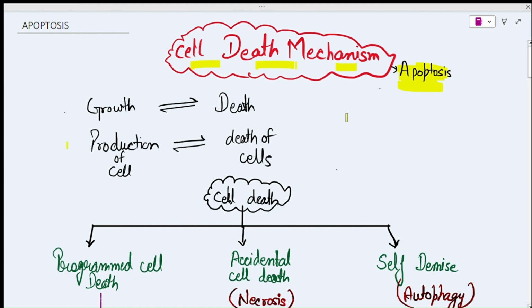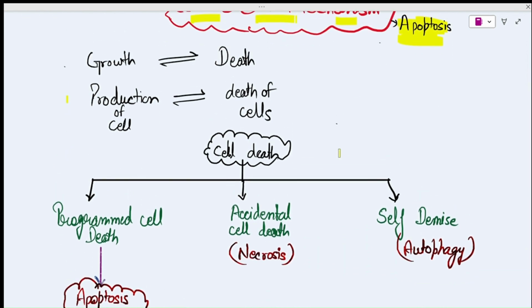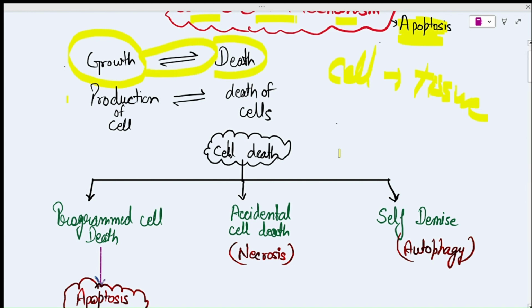Our body is made up of cells, which form tissues, and tissues organize themselves into the levels of organization that completely form our body. For that formation, we all know that we need growth. But do we consider the term death, which is related to the death of cells? No, most of us don't consider it. But the production of cells works in equilibrium with the death of cells.